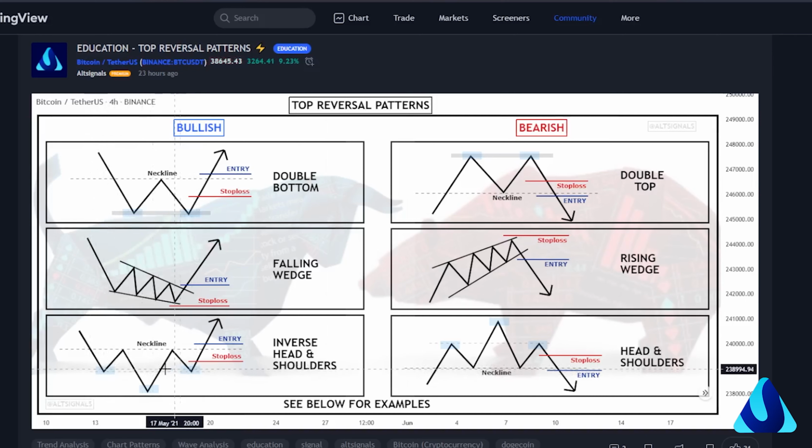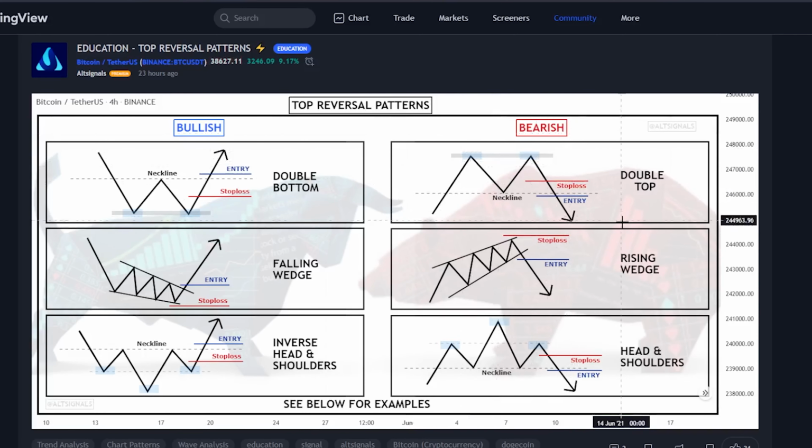It won't be exactly like this. We'll show you some examples, but if that happens and we see the price come down and start to rise, we wouldn't place our trade until it breaks through that resistance. Then we place our entry and we put our stop loss just above the support that it bounced off from the initial trade. Now let's look at bearish.